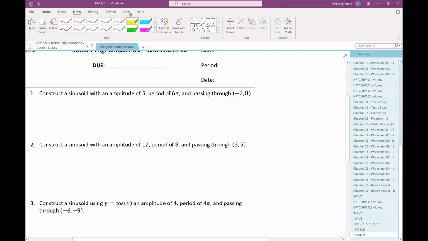So first thing I'm going to do is decide whether I want to do a sine or cosine function. My deciding factor is going to be the type of point that I'm given. Here I'm not told anything about the point, like it doesn't have to be a maximum or a minimum or a midline point or something else.